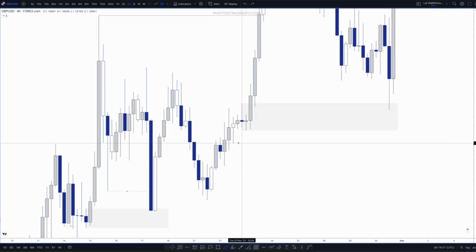Because for me, or at least at the time of recording, I want to see a minimum of a fractal low that needs to be taken. Now, some people look at the wicks of the candles and say, price came down and grabbed the liquidity below that low. And that's for them. On a lower time frame, that's probably what would happen, because on a lower time frame, how would that look?